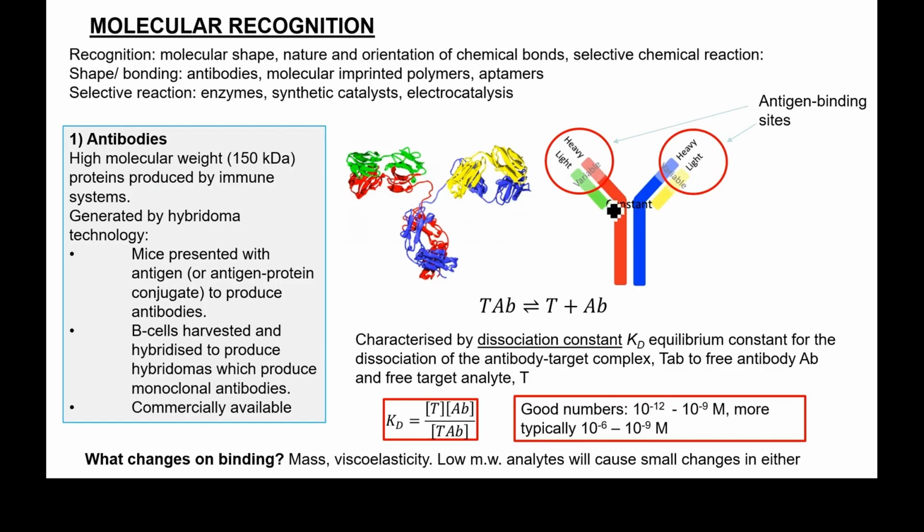What kind of molecular recognition chemistry can we have? Well, antibodies, but they ultimately boil down to this equilibrium reaction here, which is described by an equilibrium constant called the dissociation constant. And so this is going to have units of concentration, and good numbers for that are 10 to the minus 12 to 10 to the minus 9 molar. But it's typically micromolar to nanomolar concentrations. If we're wanting to detect picomolar and nanomolar concentrations, this is how good our binding and dissociation constant data needs to be.